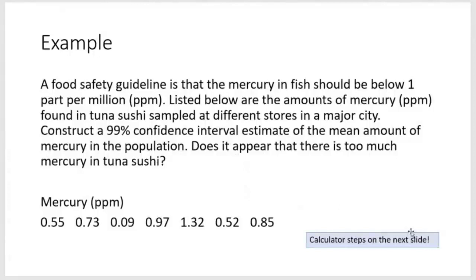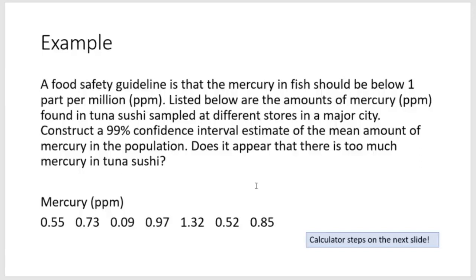So this is another type of problem, and we're going to look at the calculator again on the next slide. Hopefully they're all right. But a food safety guideline is that mercury in fish should be below 1 part per million. So that ppm is part per million. Listed below are the amounts of mercury found in tuna sushi sampled at different stores in a major city. Construct a 99% confidence interval estimate of the mean amount of mercury in the population. So first we'll construct the confidence interval, and then does it appear that there's too much mercury in tuna sushi?